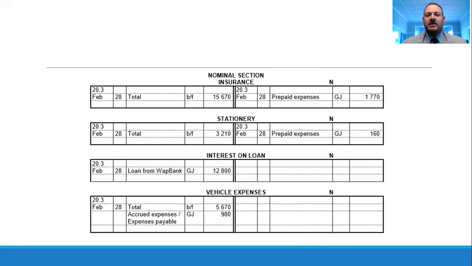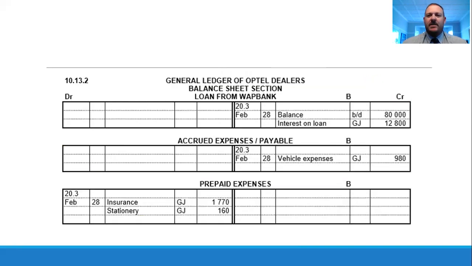Once we've done the general journal, we then do the ledgers. If you look at the ledgers quickly in the order of the transactions that were given to us, the insurance amount was a prepaid expense, so that's why it was credited. So we reduced insurance by crediting the account. And then vehicle expenses, that 980 Rand, which was for that service that hadn't been recorded yet, has been added to vehicle expenses on the debit side. We then had stationery, which was that 160 Rand that was prepaid, that went into the next financial year. So that is reducing the stationery. And then obviously the interest on loan account, that expense has now been recorded for the full year of 12,800 Rand, and that's been increased.